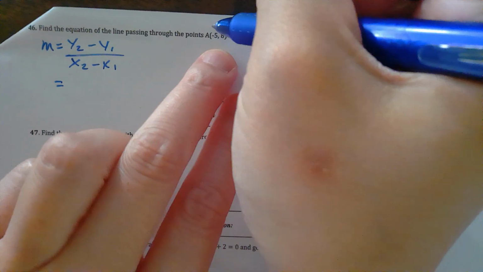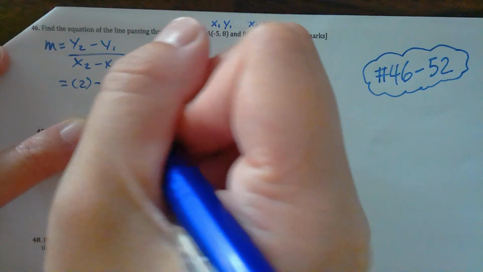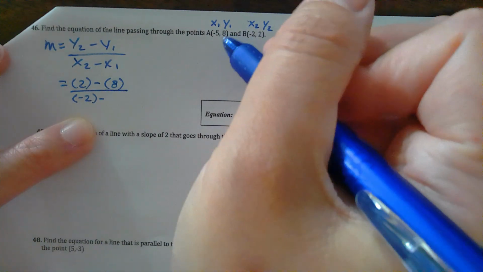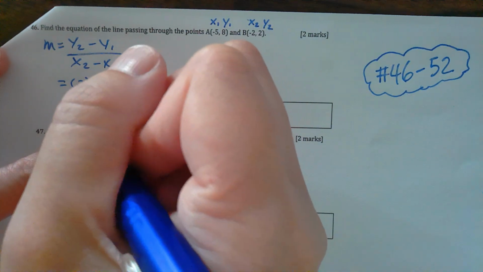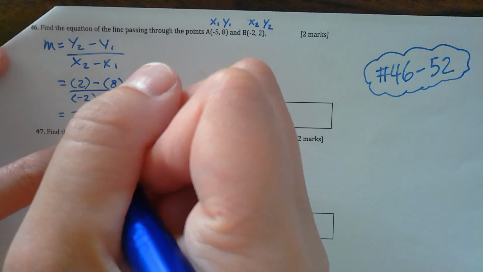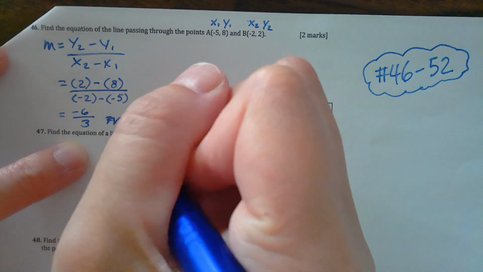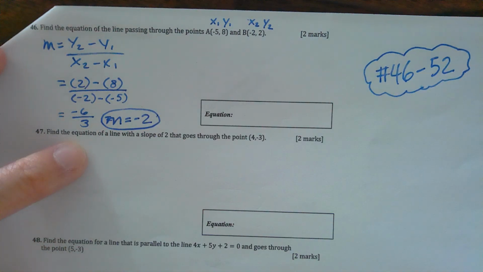Okay, any point is an x and a y. So x1, y1, x2, y2. So when you sub it in, 2 minus 8 over negative 2 minus negative 5. Okay, so you get negative 6 over plus 3, so your slope is negative 2. Okay, I have my slope.